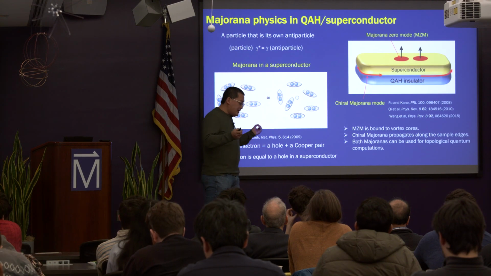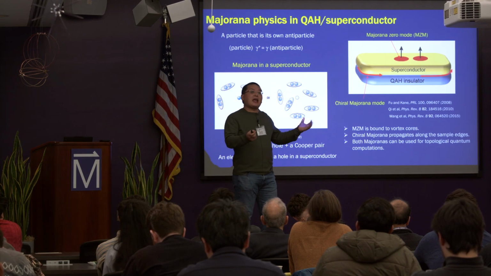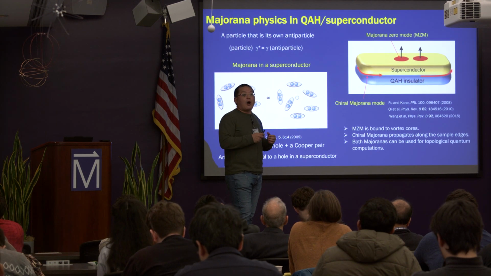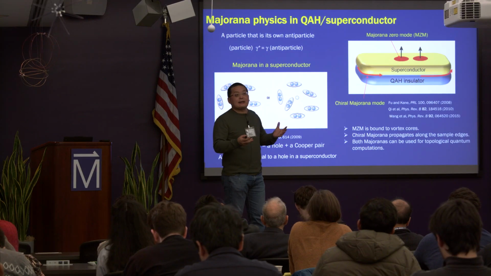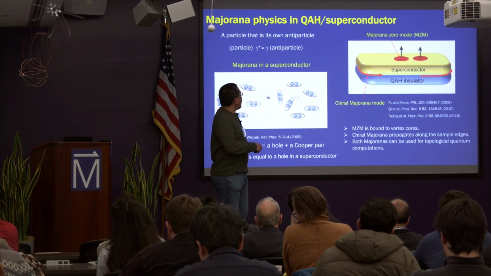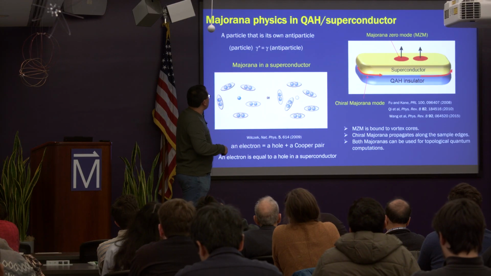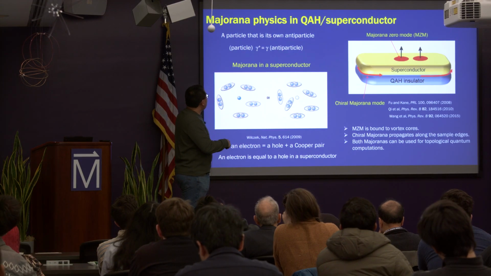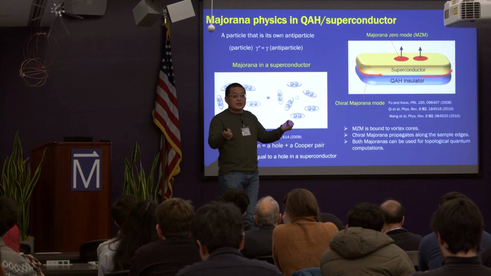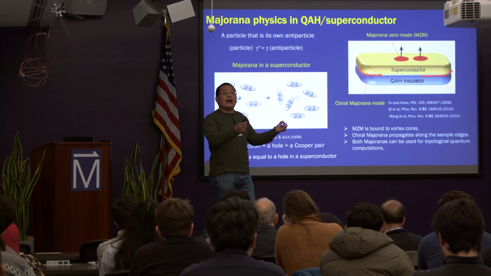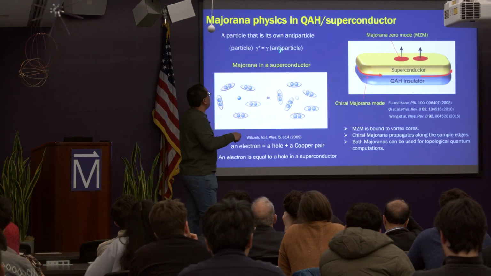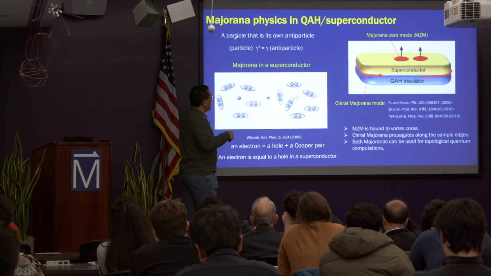We know that Majorana is a name from particle physics, and in solid state physics we always use superconductors for the realization of Majoranas. Here I give a really simple picture: an electron in a Cooper pair is equal to a hole in the Cooper pair. If you have a Cooper pair, an electron is just equal to a hole. So this satisfies the definition of the Majoranas.